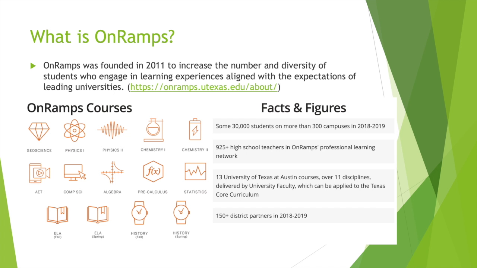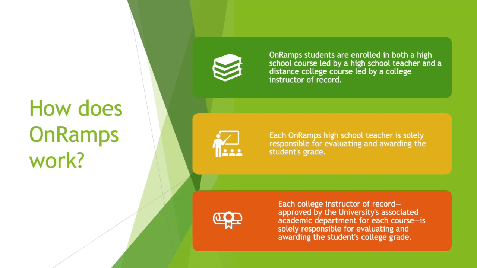What is OnRamps? It's a University of Texas created program where students are able to take a UT level course in high school and get an opportunity to earn credit. It's a dual enrollment program where the students have a high school course they're taking and a college course they're taking, where I, the instructor on the high school side, assign all of their high school grades.